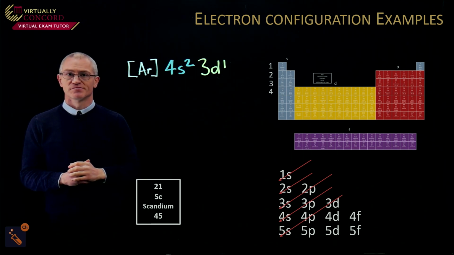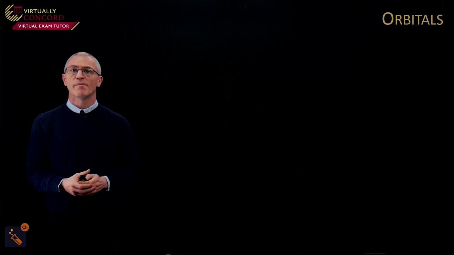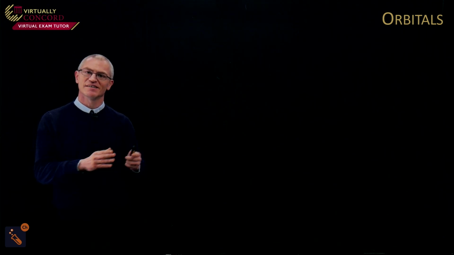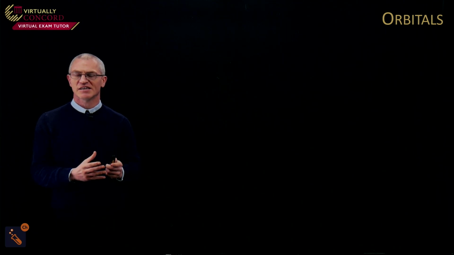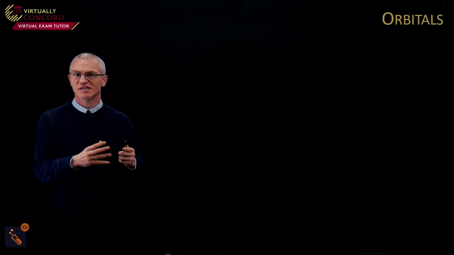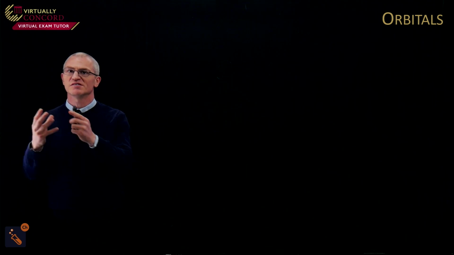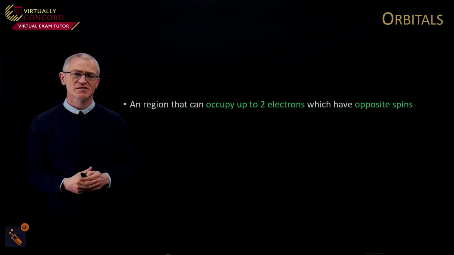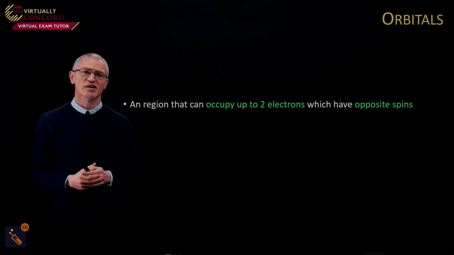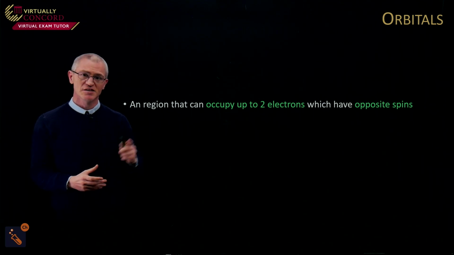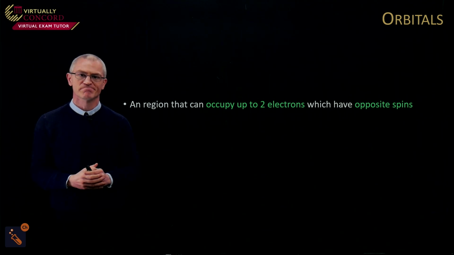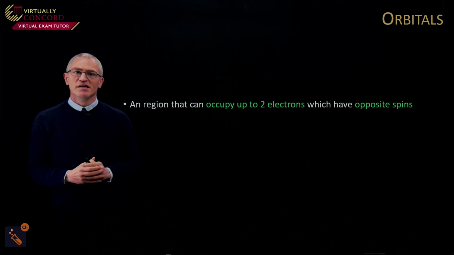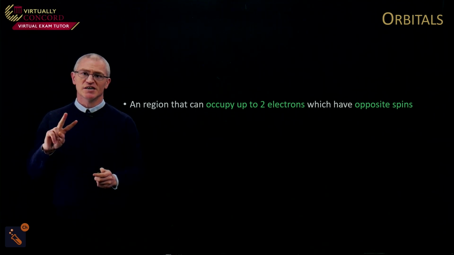We're now going to talk about orbitals. Shells are split into subshells. Subshells are then split into orbitals. So that means the electrons are somewhere in space and they're within this orbital that was within the subshell, which is part of the shell. The definition of an orbital is a region that can occupy up to 2 electrons which have opposite spins. You need to remember that definition. We're going to leave it on the next 2 slides to try and get it in there for you. Now that means it can have 1 or it can have 2 electrons in it.